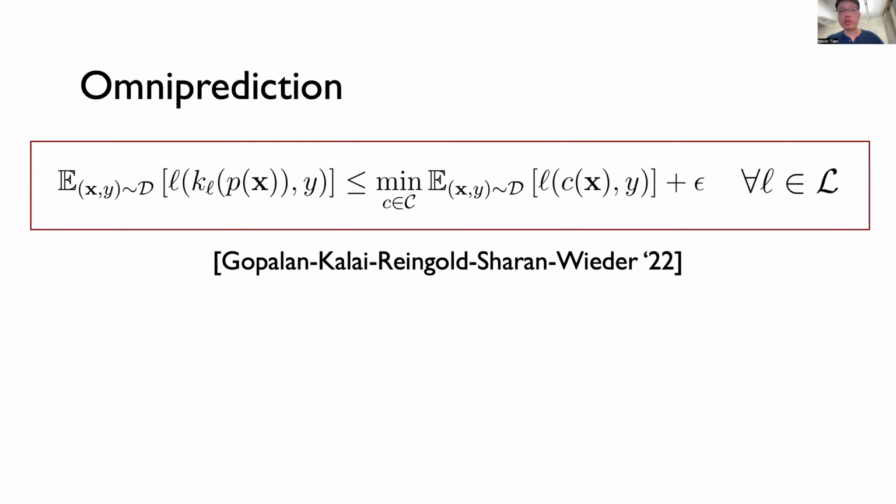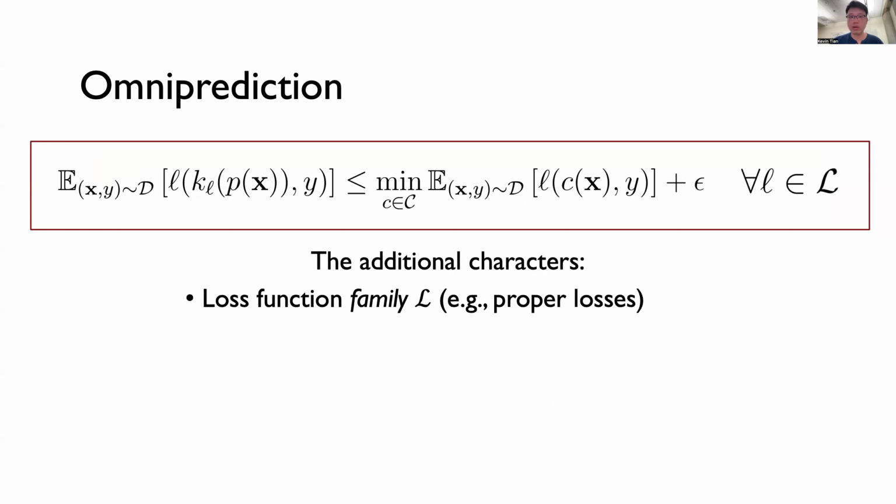So this motivates the definition of omniprediction, which is the key definition we're going to study in this paper, where we have a family of loss functions script L, and we want to compete against an optimal predictor from a comparator class against all of these losses simultaneously. So the key additional character in this definition is a loss function family script L, which consists of a number of losses that we want to audit our predictor against.